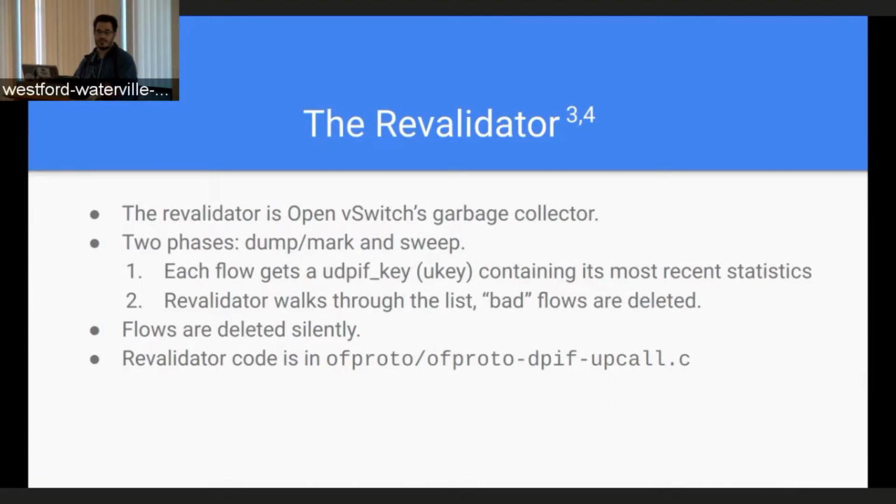During the dump phase, each flow is going to get a key and it's going to build a cache, based on when this flow was last used, and some information about the flow key. And then during the sweep phase, it's going to walk through the cache, and it's going to get rid of any flows that are either unused or malformed or just need to be gotten rid of. And these flows are deleted silently, and the Revalidator code is, well, there.